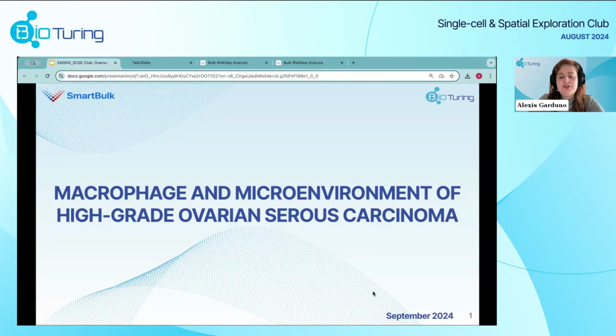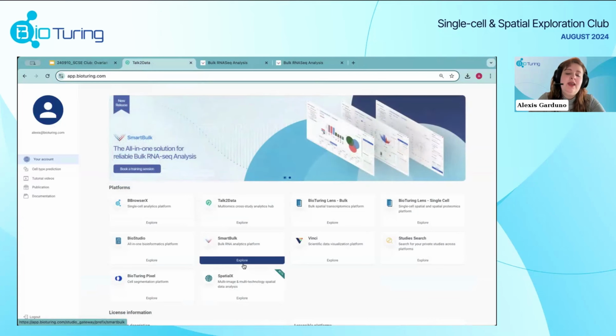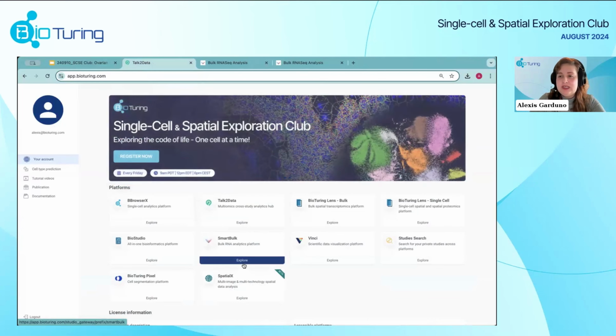Just to give a bit of background on how to access the platform, and how to run this if you were trying to do your own analysis using bulk RNA-seq data. When you access the Biotrain ecosystem, this will be the platform that we'll focus on today, the Smart Bulk application, which can be used on internal data, or in this case, I'll be using a public case study looking at macrophages in ovarian cancer specifically. But if the user is exploring, you can directly access the Smart Bulk app.